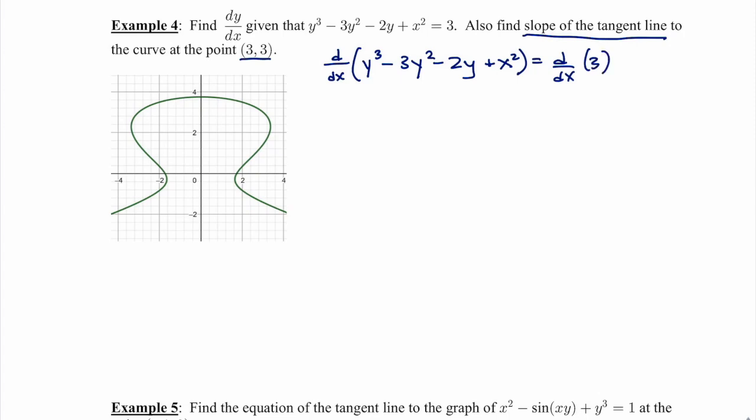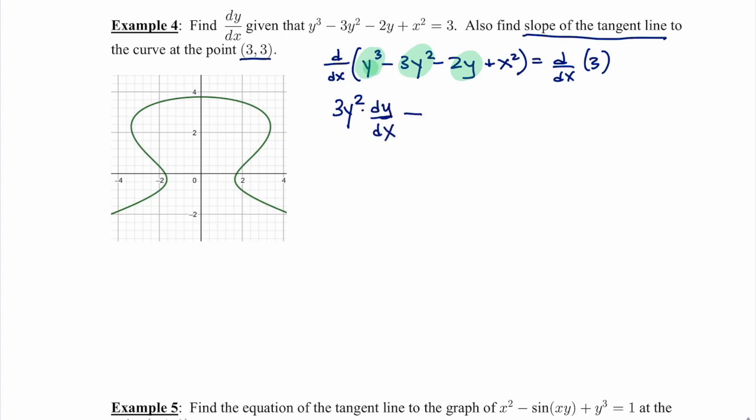And on the left side, I have 3 terms that involve y. So I can tell that for each of those, when I do the derivative, I'm going to need a multiplied by dy dx at the end of it. So derivative of y cubed with respect to x will be 3y squared times dy dx.